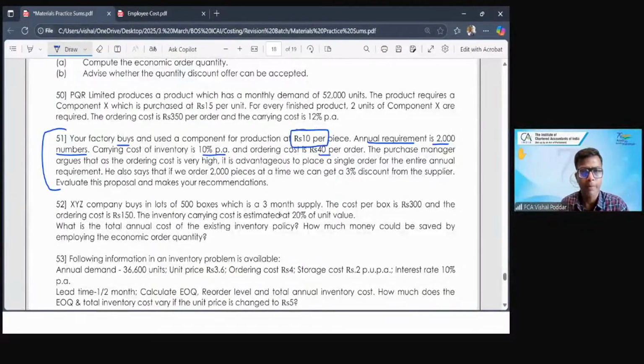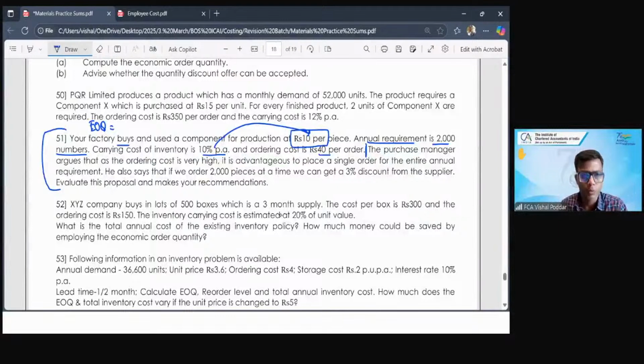Ordering cost is 40. Now this 10% will be multiplied by 10 to find out your C, that is carrying cost per unit per annum. Now, till this part, you are given data for EOQ. So immediately you should start calculating EOQ on your calculators.